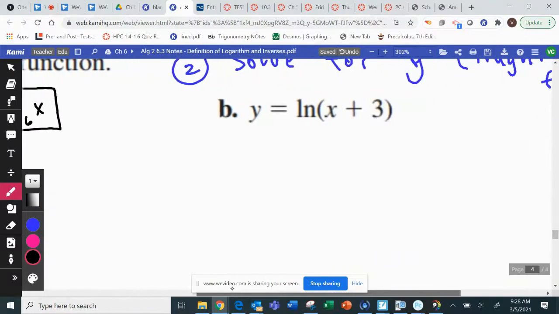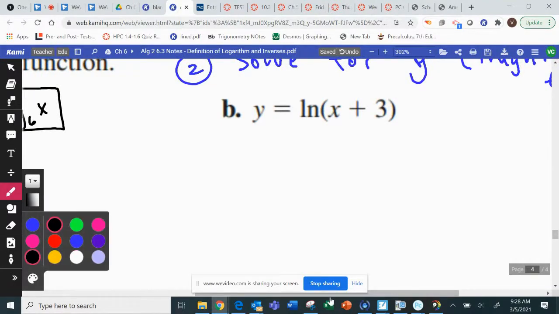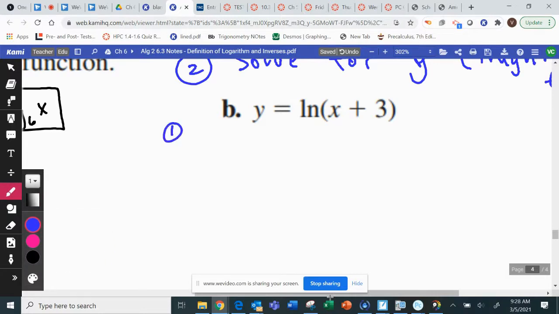Number 2. First, switch x and y. X equals ln y plus 3. Second, solve for y. Y is in a parenthesis, and outside of that parenthesis is ln. So that's a logarithm. What do we do to get rid of logarithms? We exponentiate, my favorite word of the day.